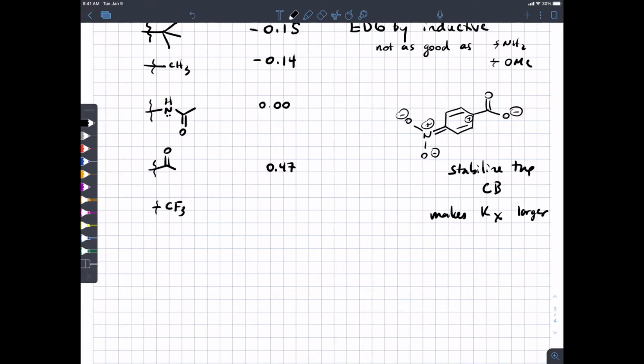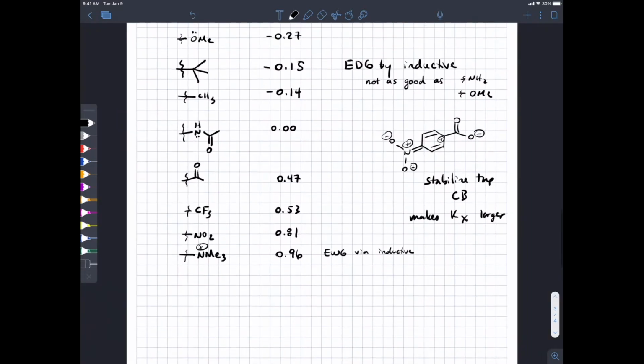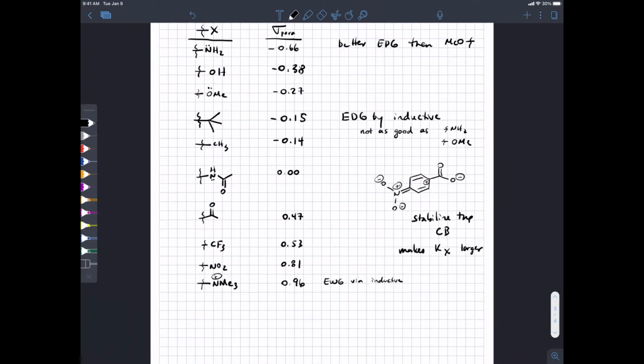Trifluoromethyl is another example. I think it's 0.53. This is an inductive electron withdrawing group. Nitro has the number 0.81. And actually, if you have a quaternary ammonium, where you can't donate via resonance and therefore all you see is the electron withdrawing effect via induction, you get quite a large sigma value. Okay? So that follows along with what we expect for electron donating versus withdrawing groups.